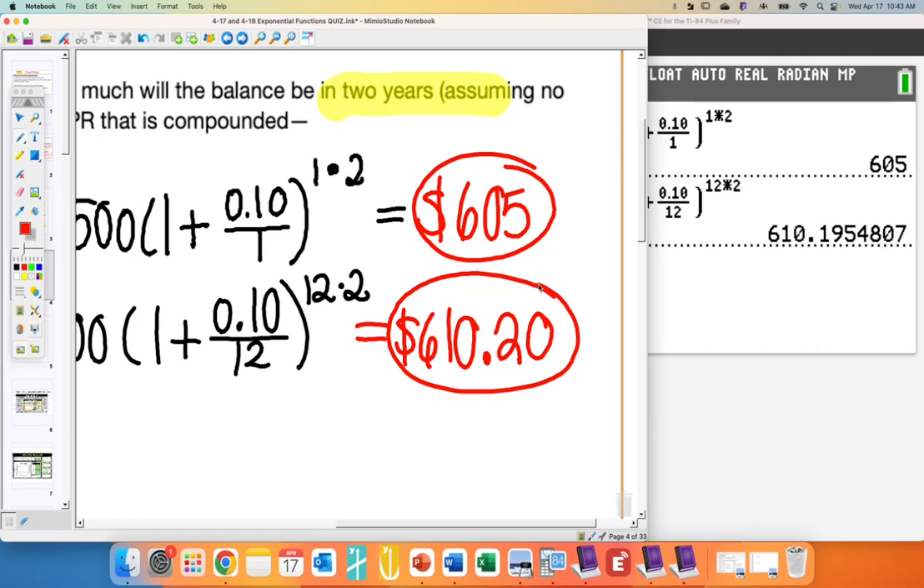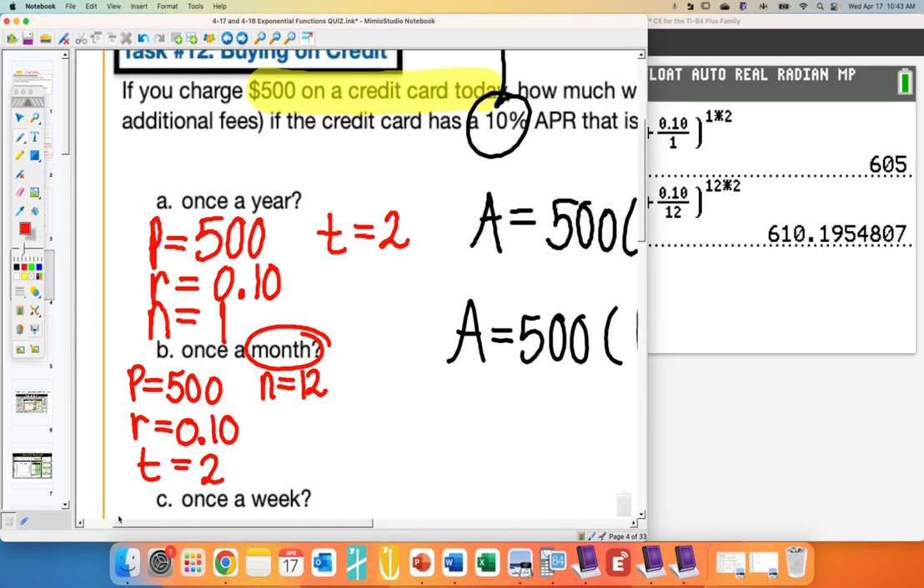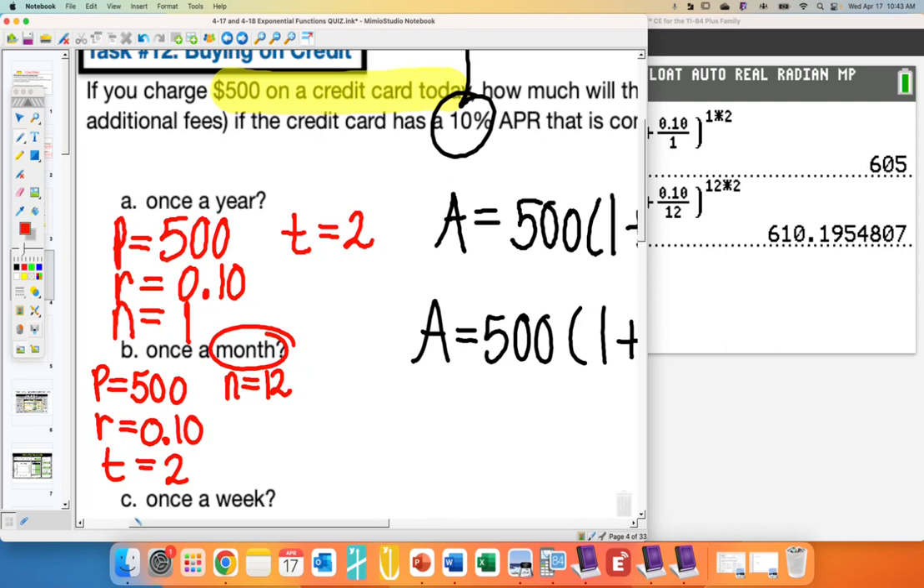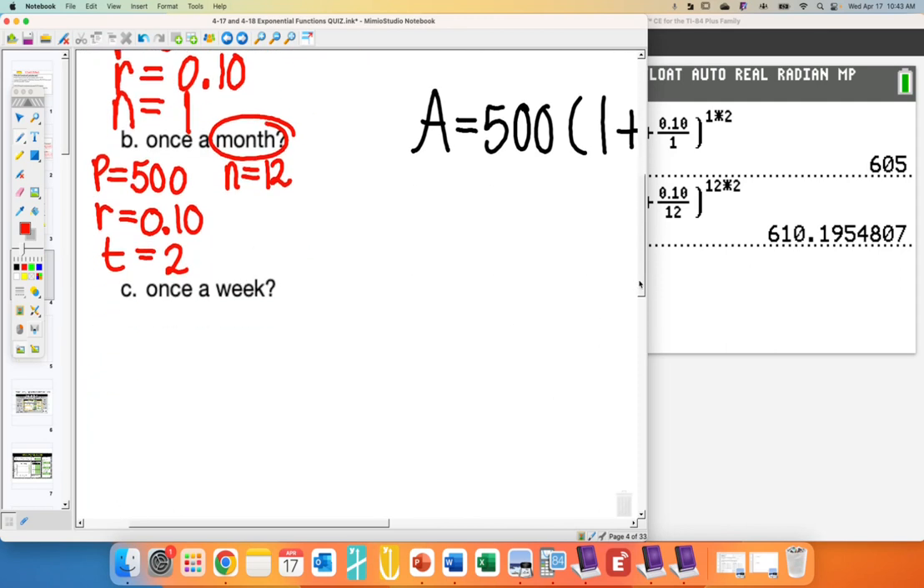All right. Try the next one. You got once a week. How many weeks are in a year? It's like the same thing. It's the same thing except the N is gonna be 52, because there's 52 weeks in a year.